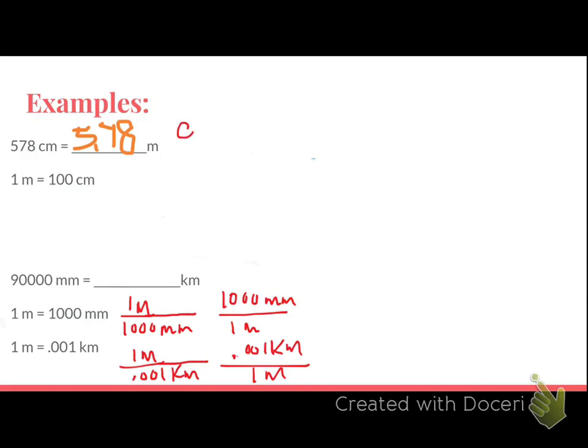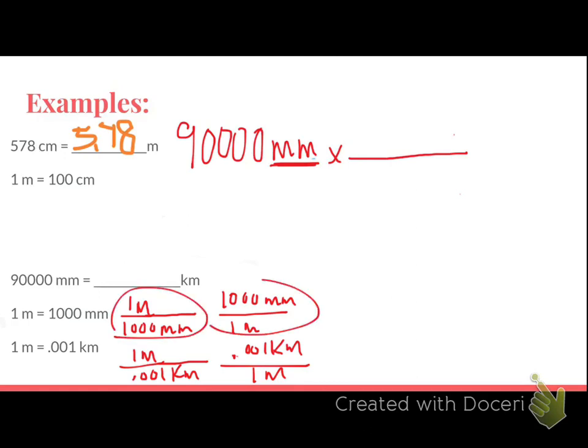So I'm starting out with 9,000 millimeters. I like to go ahead and draw my line, and then I can add in there what I want. Now, if I want millimeters to cancel, does it need to be on the top or on the bottom? It's going to need to be on the bottom. So which one of these has millimeters on the bottom? It's going to be this first one here. So I'm going to write this as 1 meter over 1,000 millimeters.